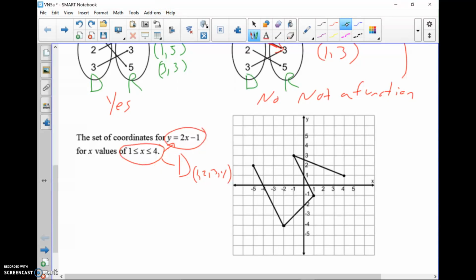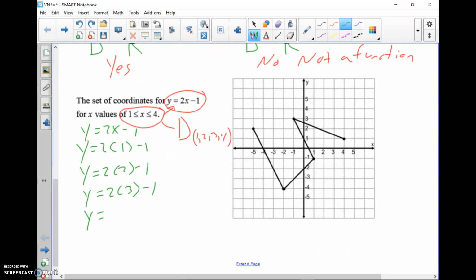Now with the graphing calculator, that's really simple. I could just type this into my y equals and see what I get for these. I'll do them real quick manually though. So, y equals 2 times 1 minus 1, because my function is y equals 2x minus 1. Then y equals 2 times 2 minus 1, y equals 2 times 3 minus 1, y equals 2 times 4 minus 1. Start at 1, end at 4, and these equal-to bars mean we have to include 1 and 4 in those sets.